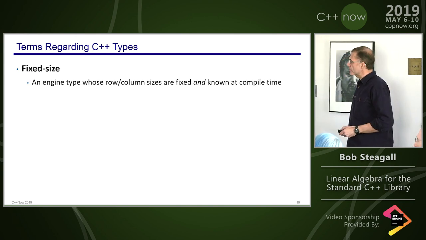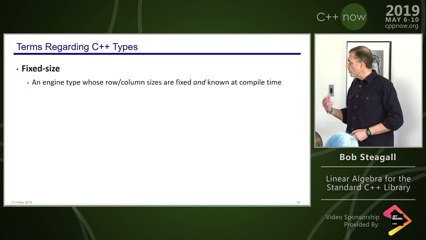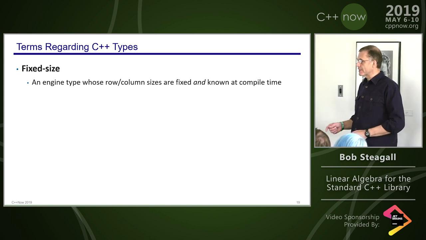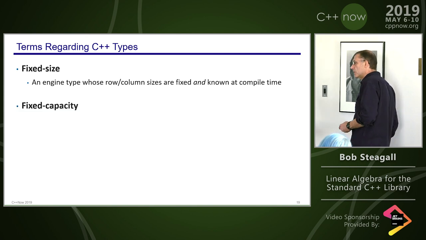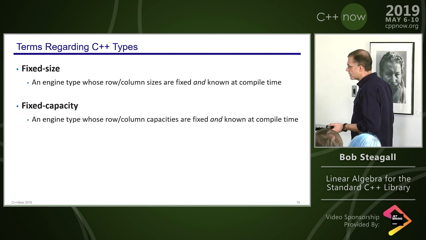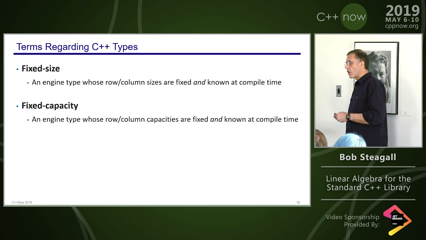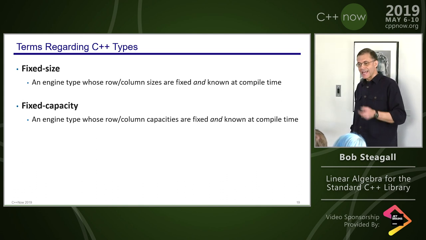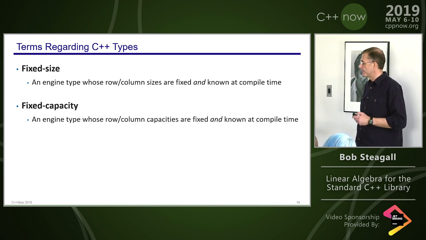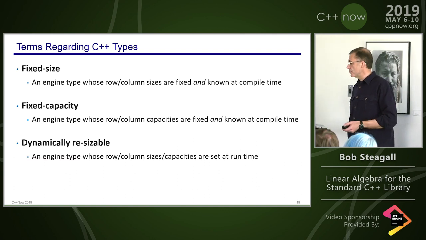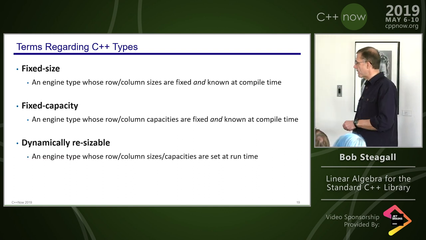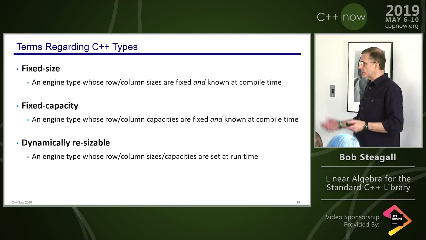We use the term fixed size to mean an engine type whose row and column sizes are fixed and known at compile time. We use the term fixed capacity to mean an engine type whose row and column capacities are fixed and known at compile time. A dynamically resizable engine is one whose row and column sizes and capacities can be changed and set at runtime.